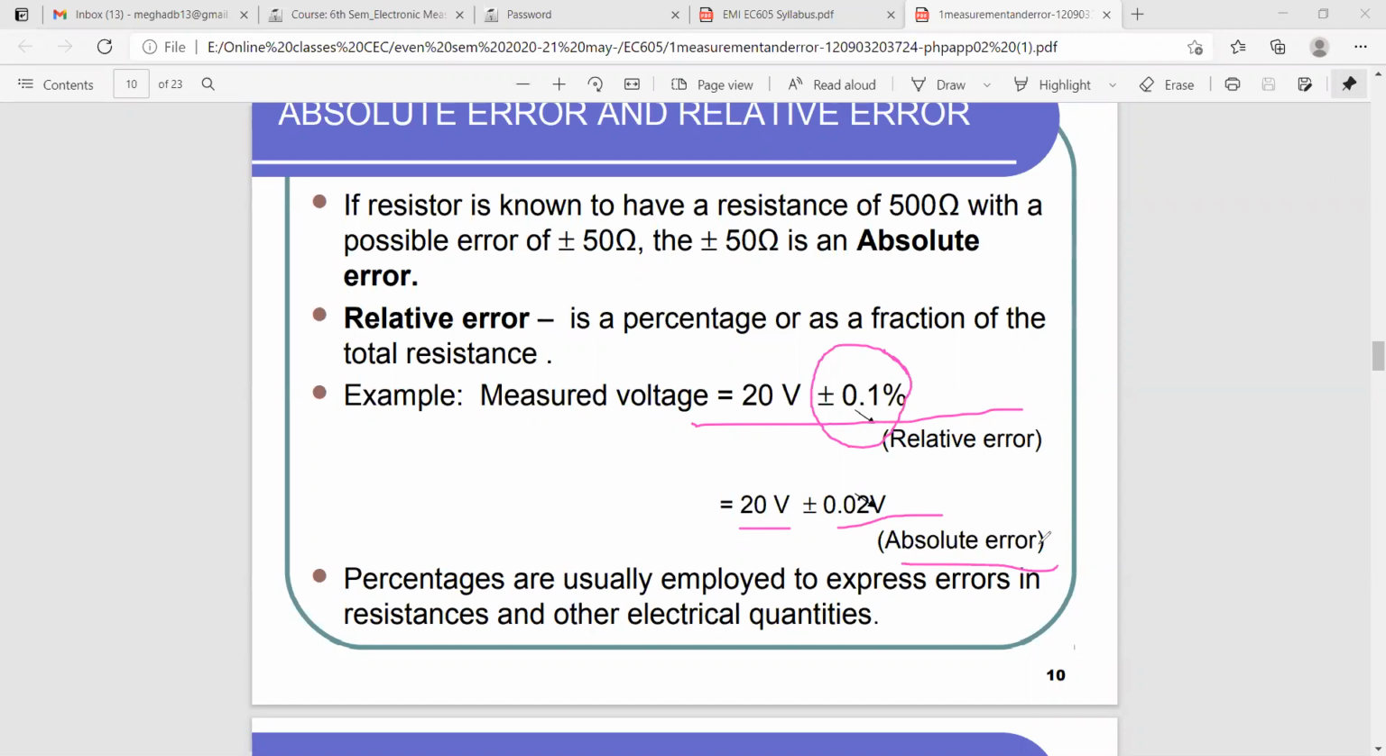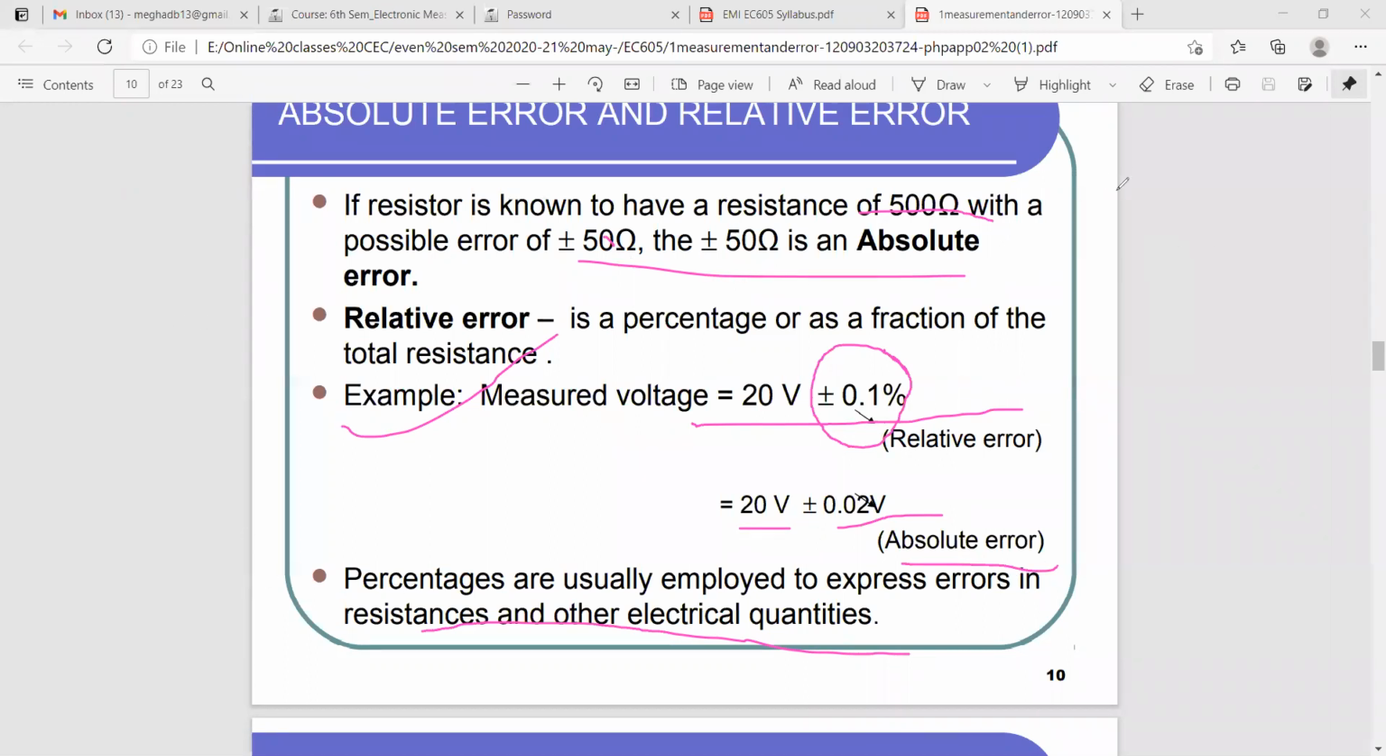So wherever you see any kind of error in percentage, you can refer to that as relative error. So this is one tip to understand which is relative error. Percentage is usually employed to express errors in resistance and other electrical quantities. Now here in absolute error, they have given the example with the help of a resistance, but here another example they are showing with the help of a volt. So one thing you understand, for absolute error, whatever be the measured value, in resistance or voltage, anything, whatever error comes will always be in that same unit.